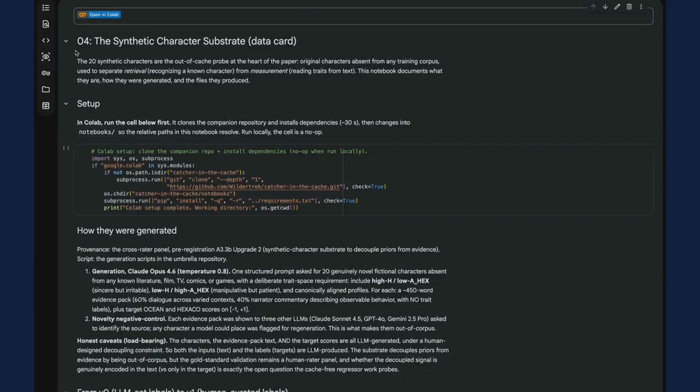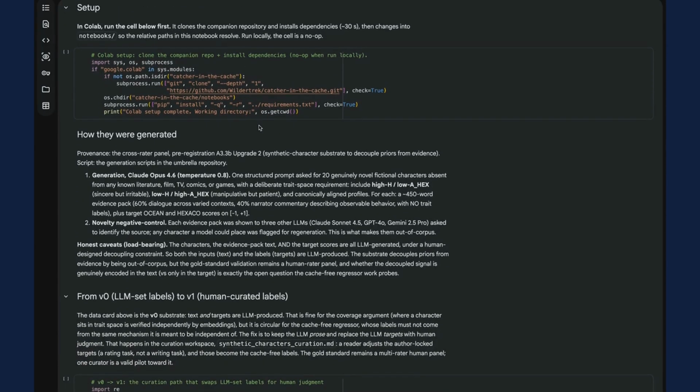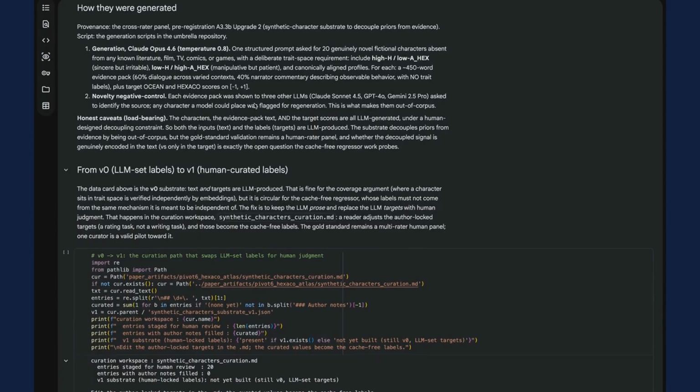Notebook 4 builds the register-matched synthetic substrate, the decoupled control at the heart of the paper. 20 original characters are generated, with the fusion engineered to be absent. Version 0 holds the labels the language model set. Version 1 is where a human-curated pass would land, and the curation workspace shows 20 entries staged for that review. The critical design number prints on load.